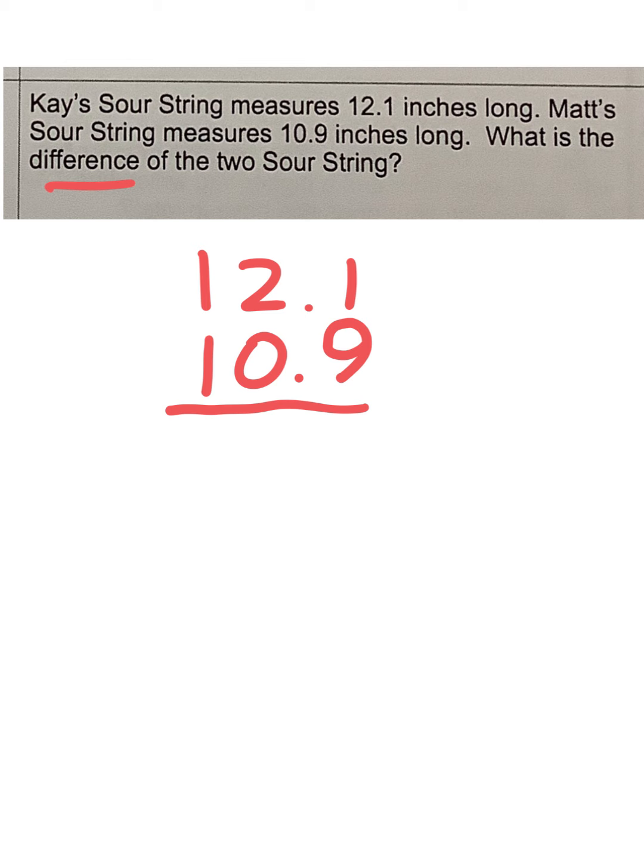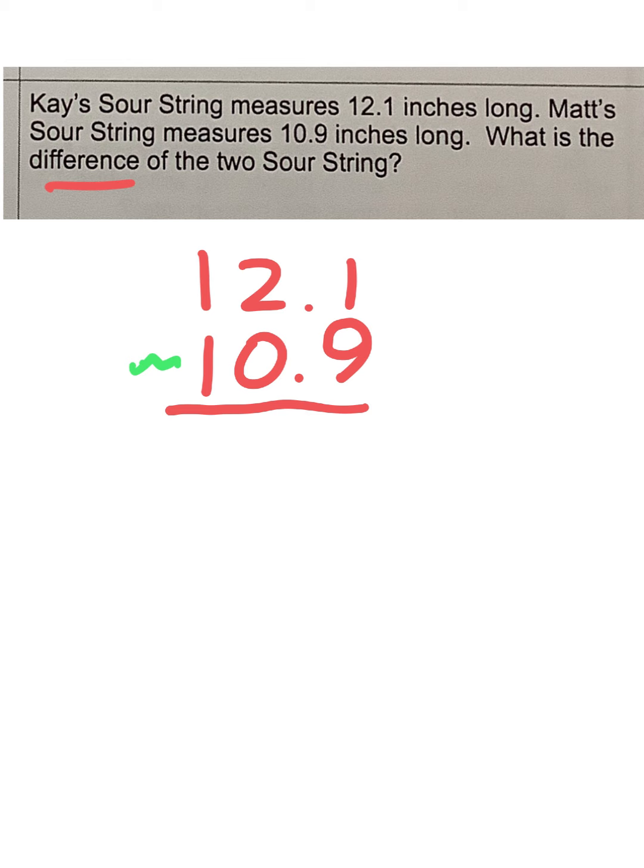I can't draw on this. Okay, so we're subtracting. You're absolutely right.